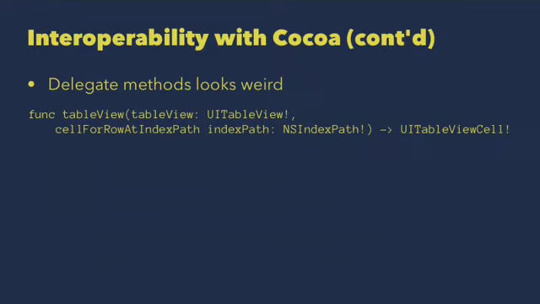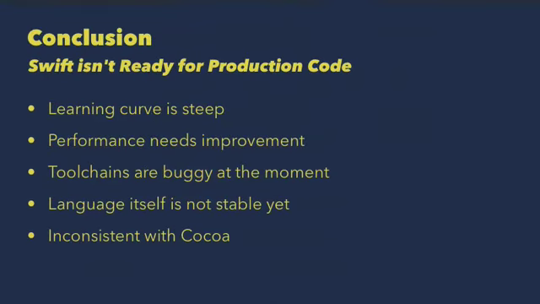Okay. So, yeah. In conclusion, I think Swift is not ready for production code, the learning curve is steep, and the performance needs improvement. And currently, the tooling is also buggy, and the language itself is not stable yet. It's evolving rapidly, and it needs to be more consistent with Cocoa.